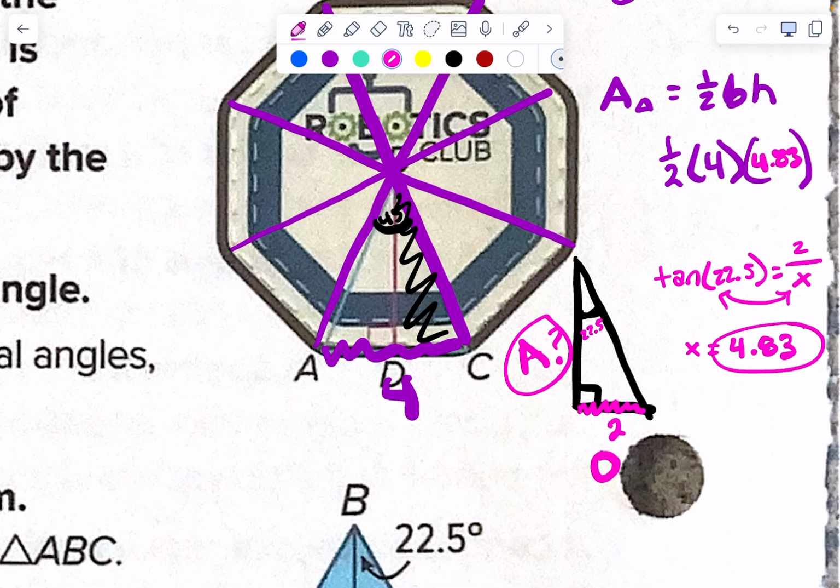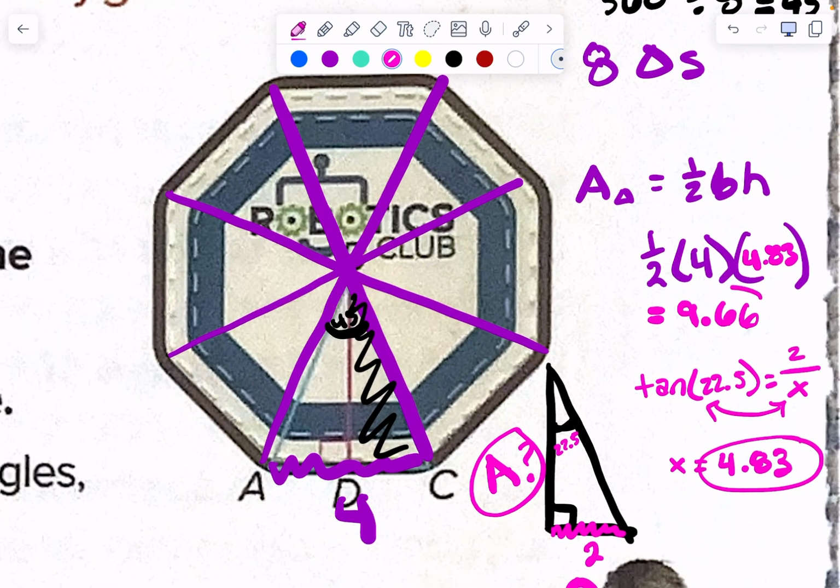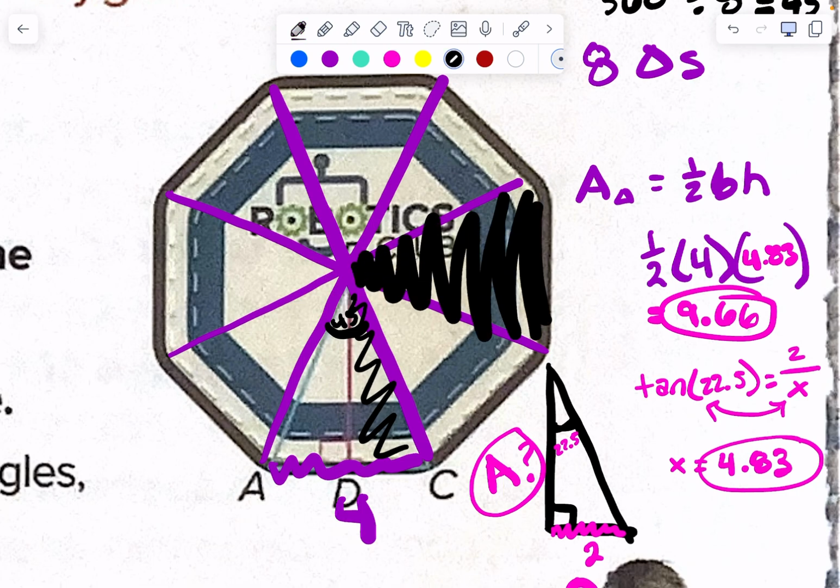4.83, let's plug it in there, okay? Now, what's half of 4 times 4.83? Half of 4, 2 times 4.83. 9.66. So what is 9.66 representing? What is 9.66? That's the area of one of these, right? One of those is 9.66.